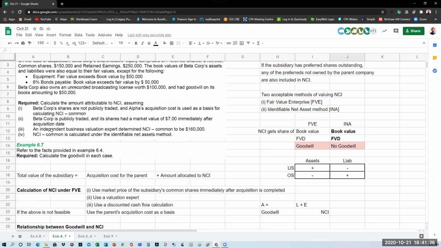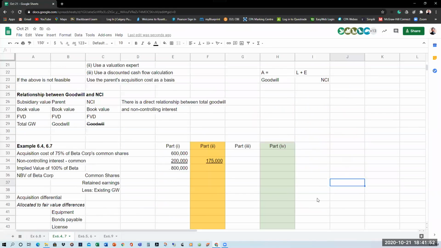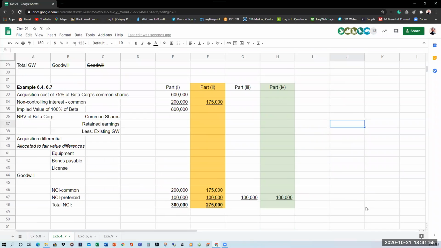An independent business valuation expert determined non-controlling interest common portion to be 160,000. So we brought in an expert, and the expert said, in their esteemed opinion, non-controlling interest should be worth 160,000. So if you brought in an expert and the expert says NCI common is 160,000, in part 3, how much is NCI common worth? You chose to rely on the expert's opinion. The expert says 160,000. So what's the value of NCI common?